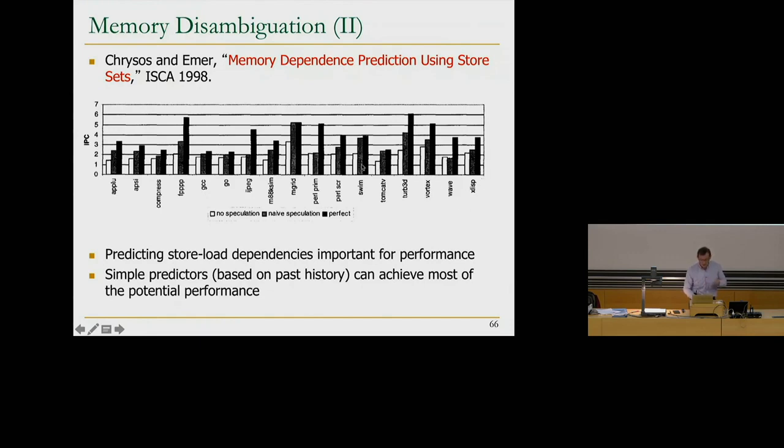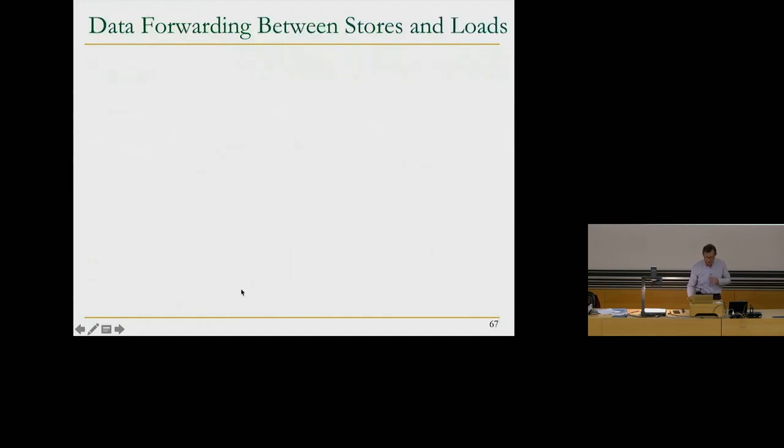But basically, if you look at this, the conservative approach is actually terrible. The aggressive approach is a little bit better, but the perfect approach has a huge gap. So that's why you would like to handle this well. Simple predictors can achieve most of the potential performance. I'm not going to talk about how to do the prediction. You can leave that to your imagination.